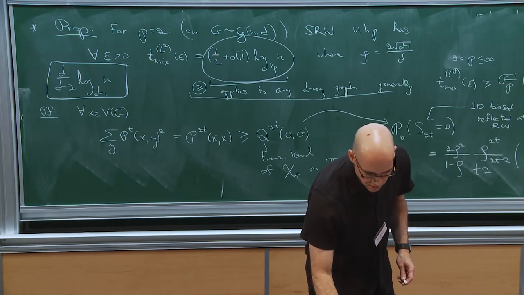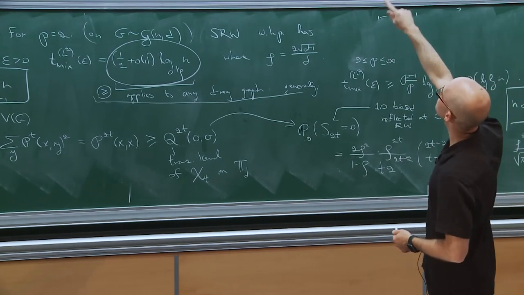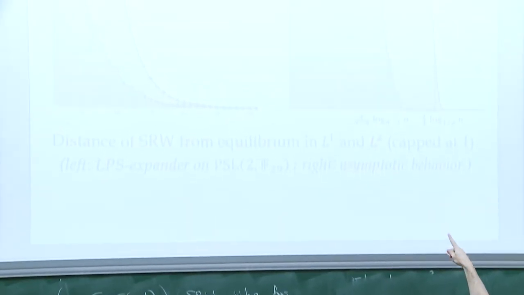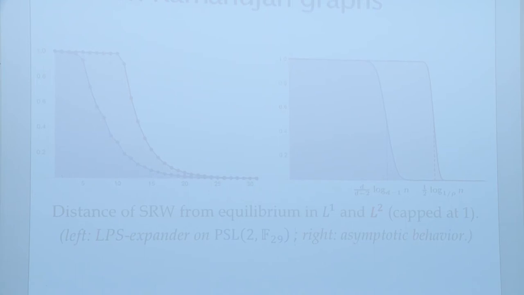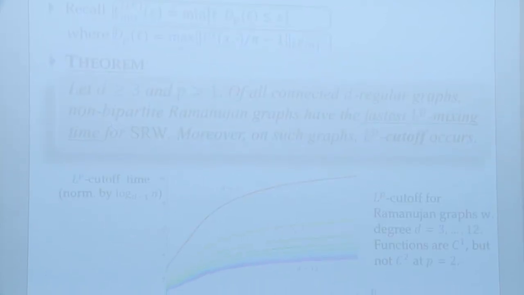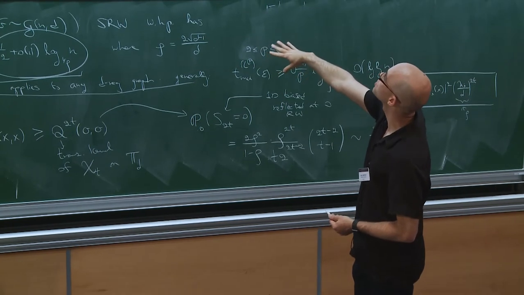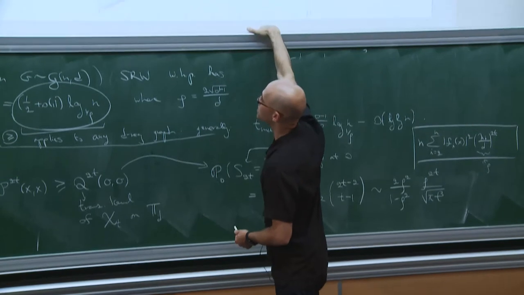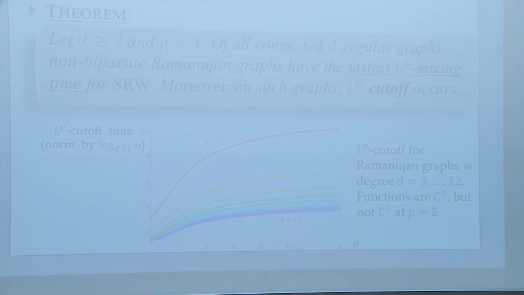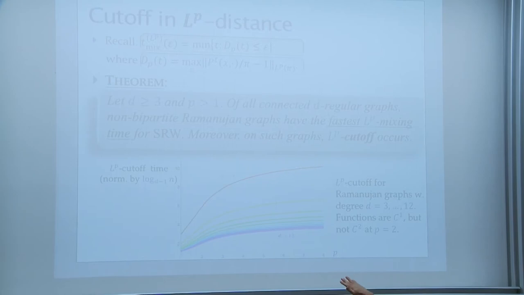This is a picture of the Ramanujan graphs and some simulation. This is simple random walk in L1 as opposed to L2, and you see that L1 and L2 look like this. The blue curve is the L1, and it mixes strictly before the L2 does. And this is the picture of the generalization of the proposition that I wrote down, that works for any p. For any p, it turns out that these Ramanujan graphs, and also the random regular graphs that behave the same way, attain the fastest possible mixing time, and it goes like this.